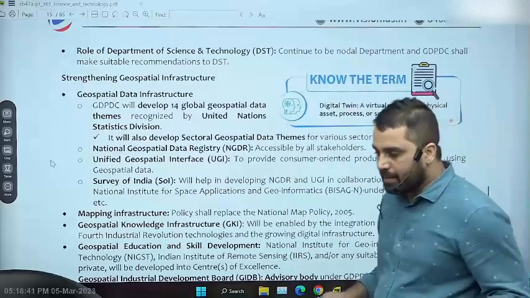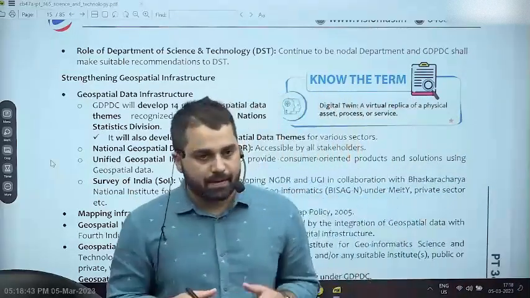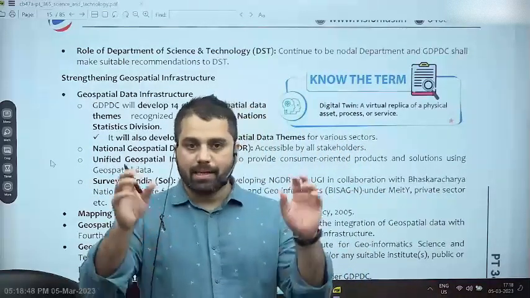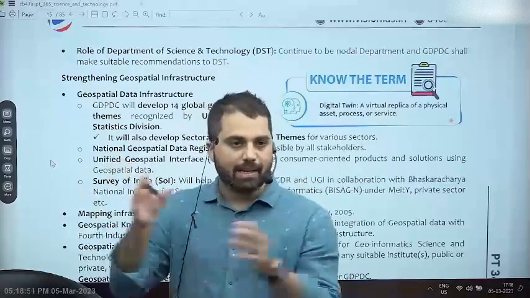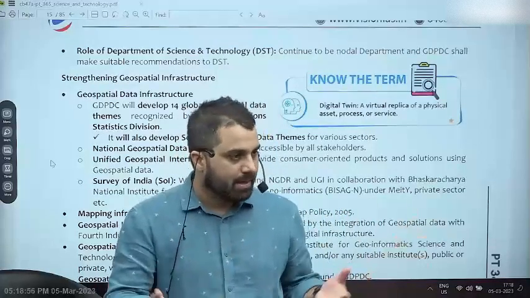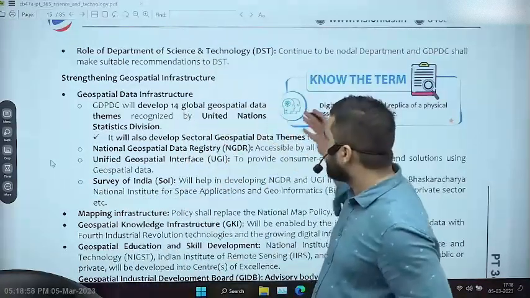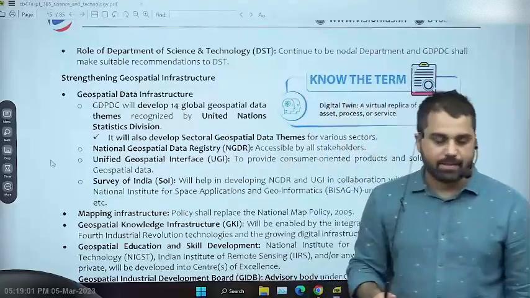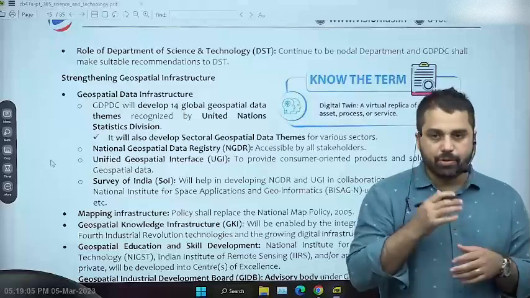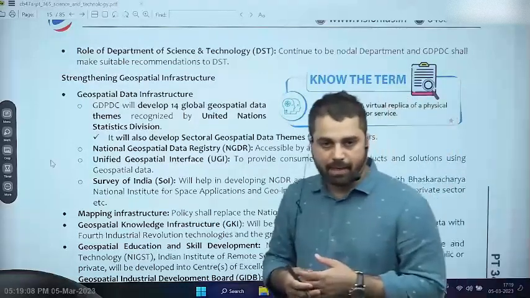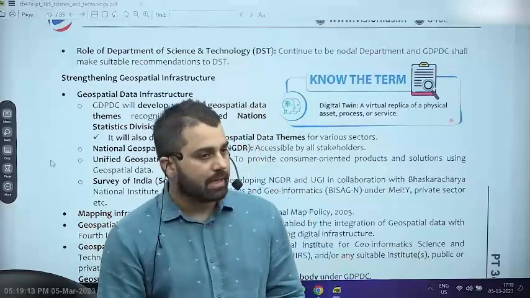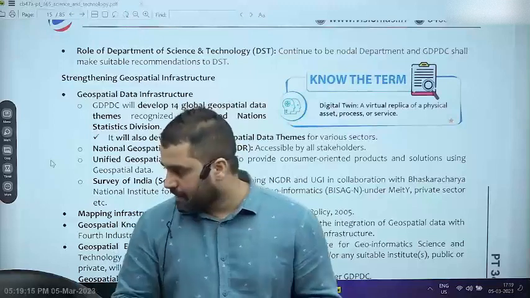The goal here is that whatever data is collected by different ministries, whatever geospatial data is being collected, we are going to collect them into 14 major heads. Those 14 heads are not something which India has adopted by itself. That is actually adoption from the United Nations Statistics Division. The United Nations has its own proper criteria for which type of data we are talking about whenever we discuss geospatial data from a developmental perspective. So Government of India has adopted the same mechanism.